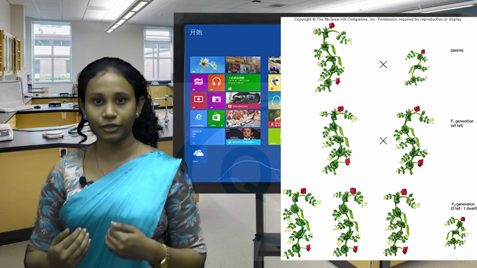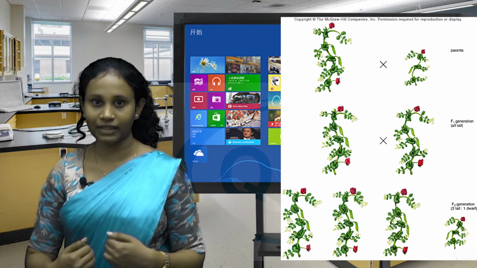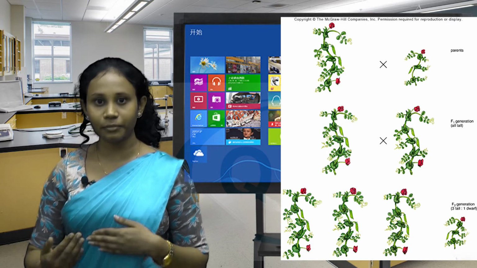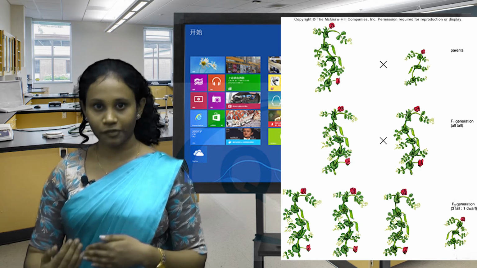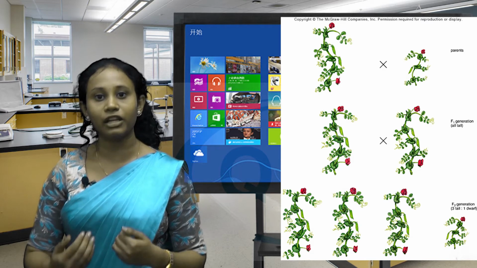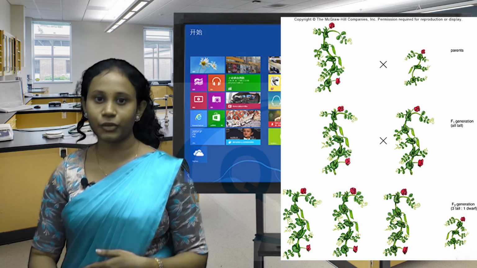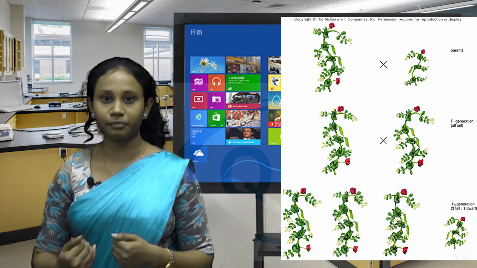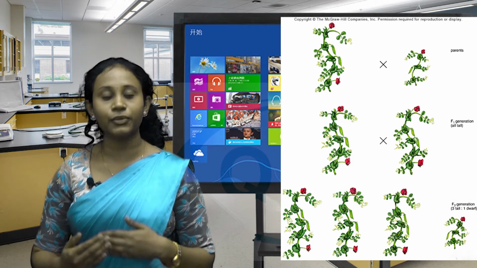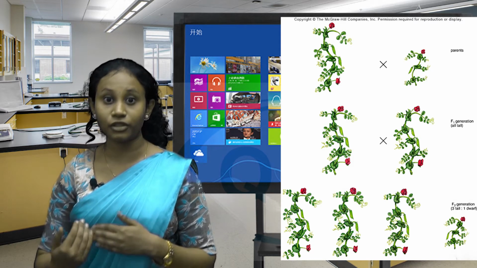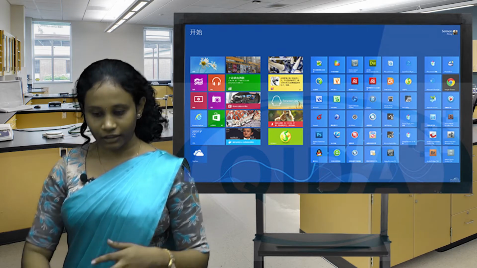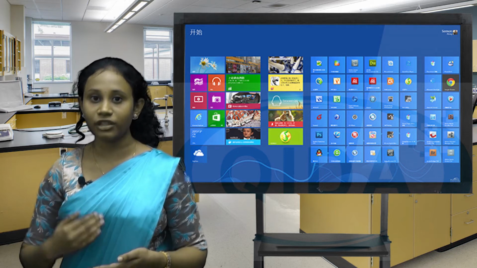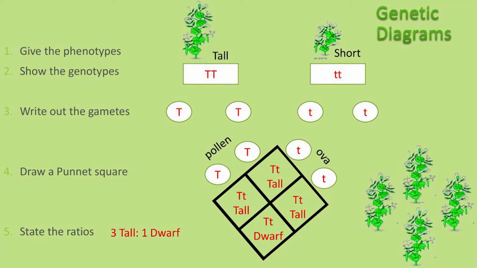Then he crossed two F1 generation plants and observed the F2 generation. Here, 75% of the F2 offspring are showing one characteristic, while 25% are showing the other characteristic. Here, 75% of plants showed tallness, while 25% showed shortness. We have to see the genetic diagram for this cross.